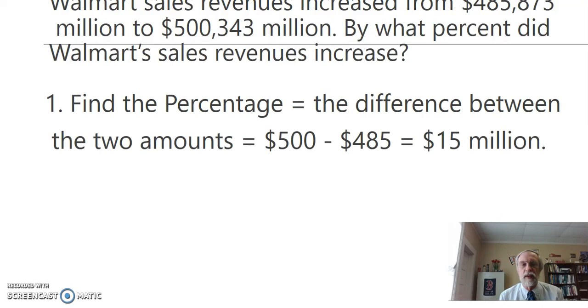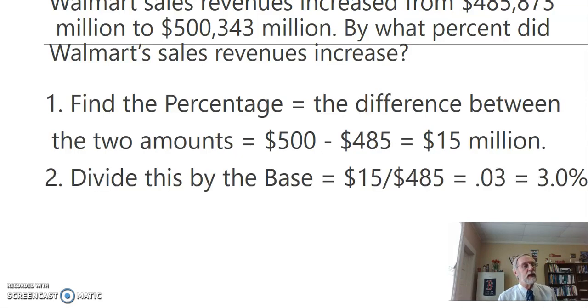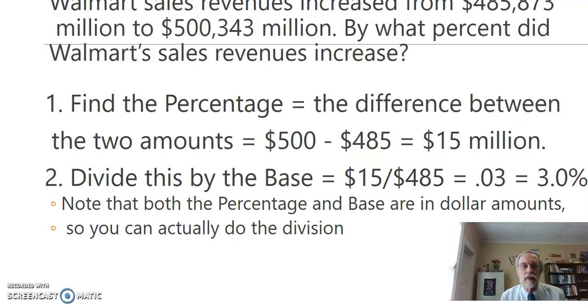The first step is to find the percentage, the difference between the two amounts. So that's the difference between 500 and 485, and that's actually 15, right? And then we're going to divide that by the original amount, divide that by the base, so 15 divided by 485, right? That was the amount in the first year, so that's the base. And doing the arithmetic, we get 0.03, move the decimal point 2 places to the right, we get 3.00%. Note that both the percentage and the base are dollar amounts. So it's possible to do the division. We can't divide things unless they are in the same units. So in this case, they're both dollars, both measured in the same units, so we can do the division.